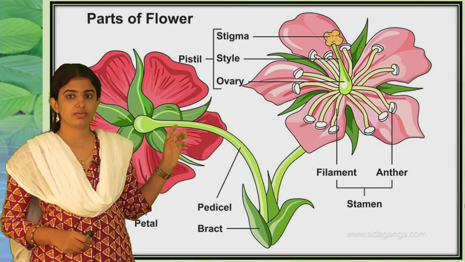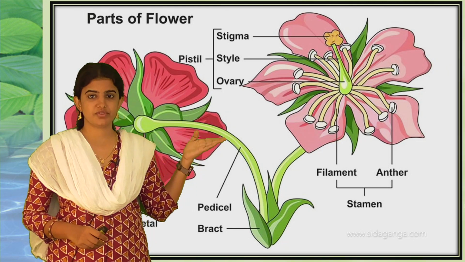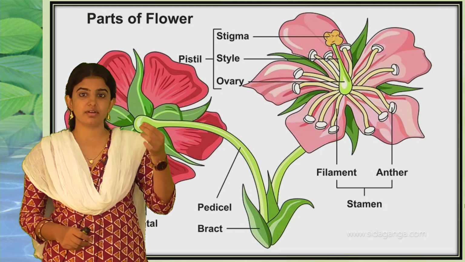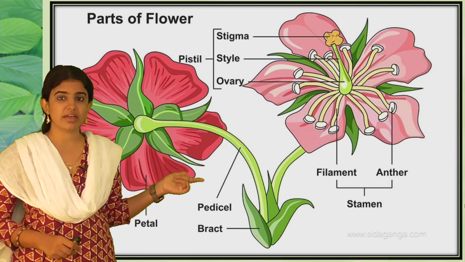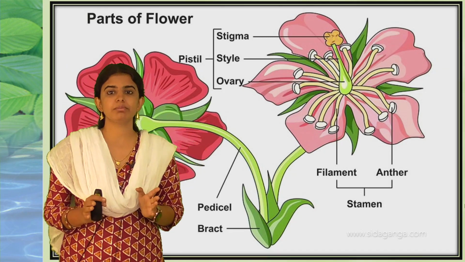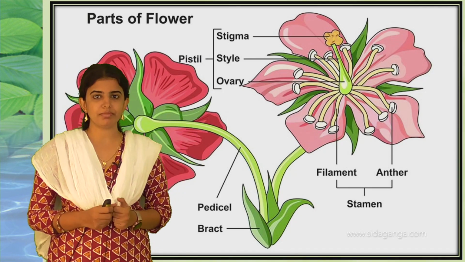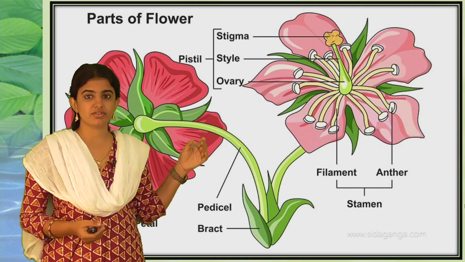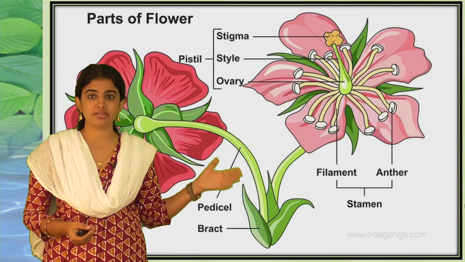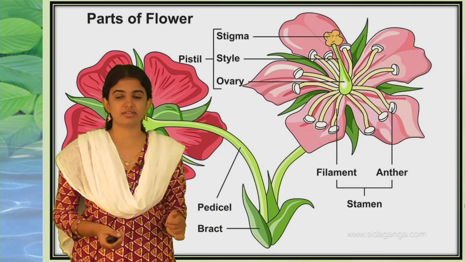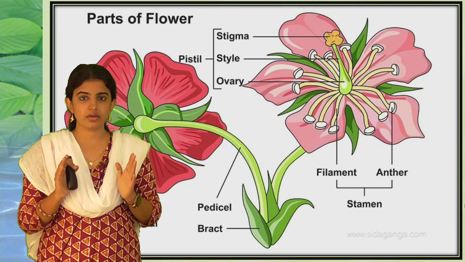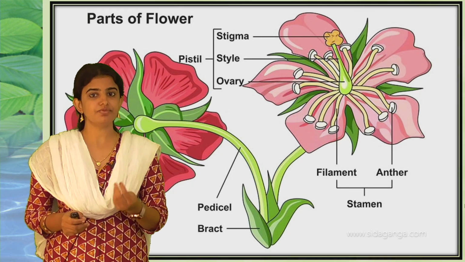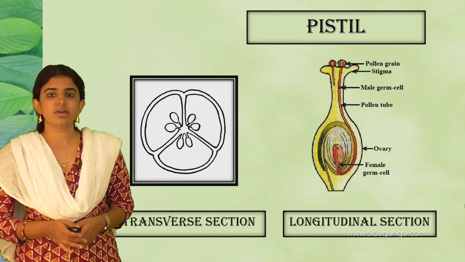Stigma is present above the pistil, and the style is the middle part of the pistil, an elongated structure, and beneath this style the ovary is present. In the ovary, ovules will be present. Later, during the formation of the fruit, the ovary develops into the fruit, as the ovules develop into the seeds. This is how the different parts of a flower are divided, and these parts have some functions.